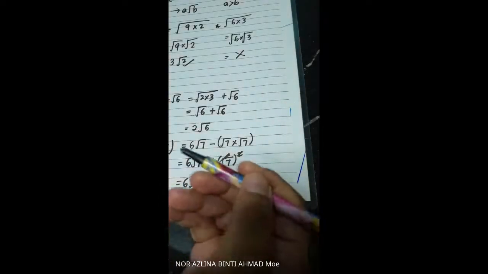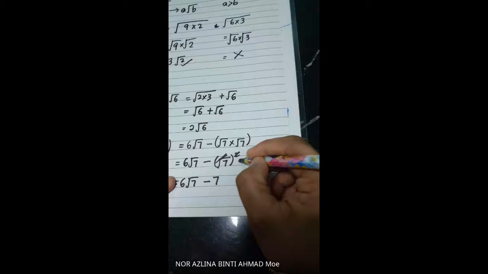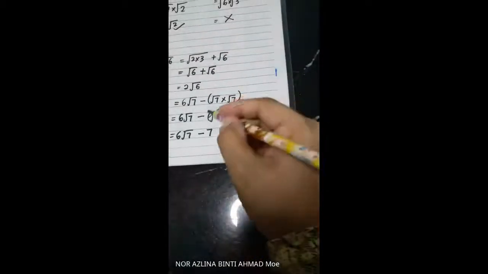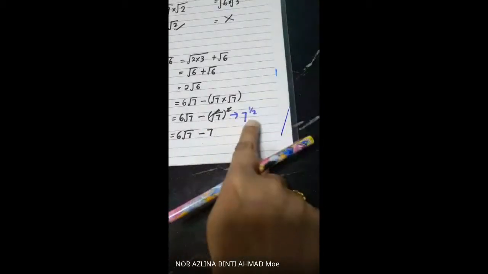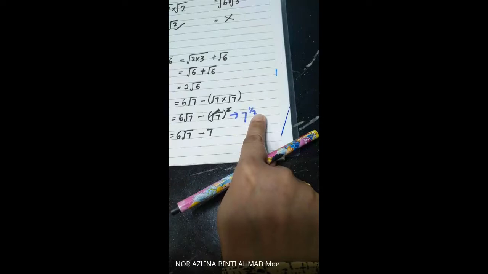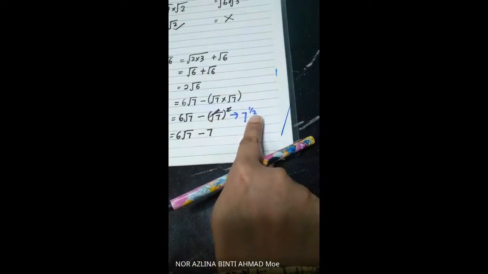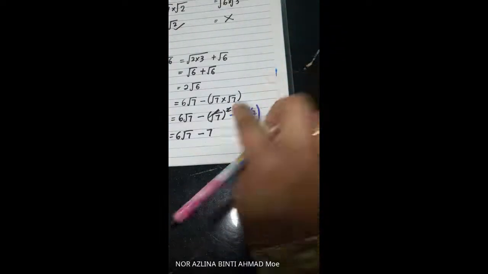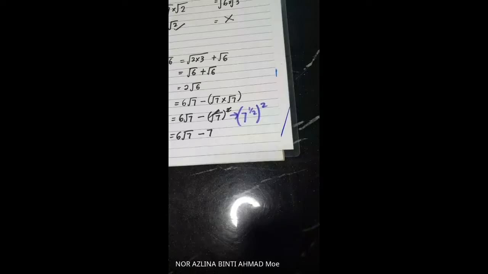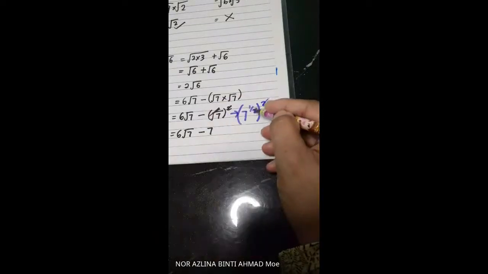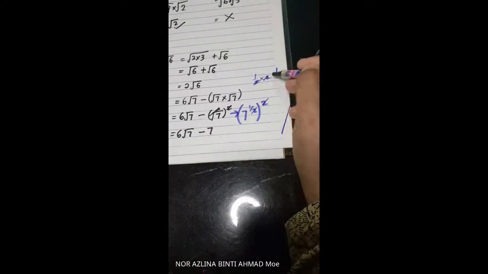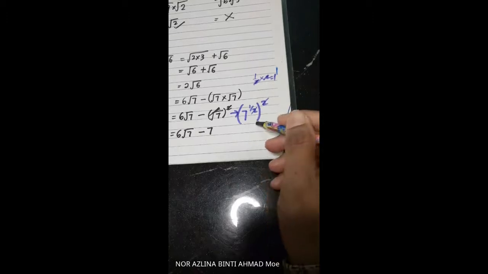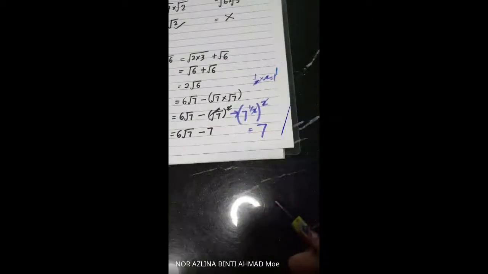Yes. Why? Okay, now why? Look here. Square root 7 is 7 to the power of 1 over 2. Remember, square root means the power is 1 over 2. And this is power of 2. So we can simplify. 1 over 2 multiply 2, half multiply 2, so this is 1. So 7 to the power of 1, the answer is 7 only.